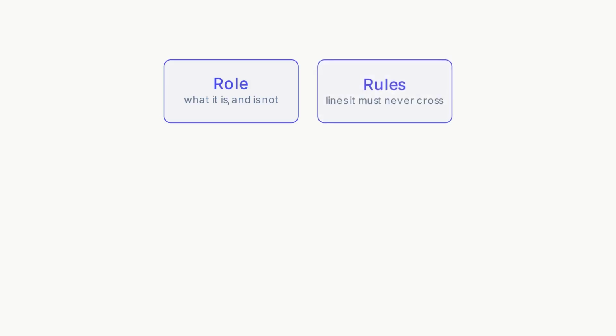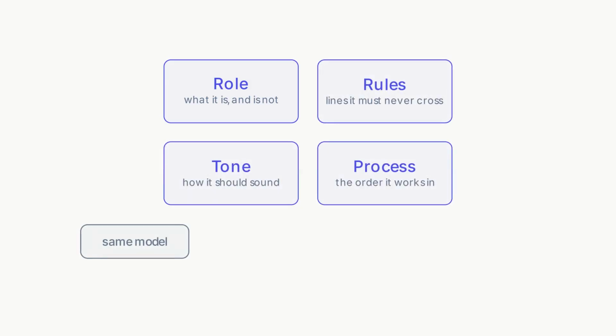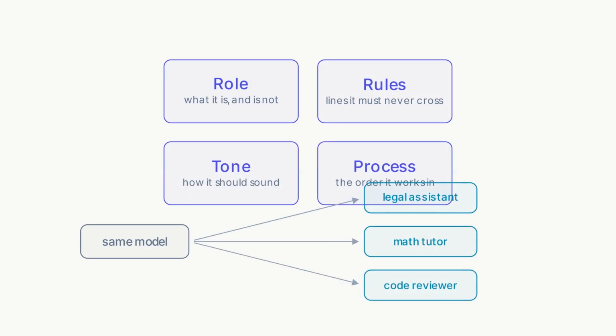These instructions define 4 things: the agent's role, what it is and what it is not, its rules, the hard lines it must never cross, its tone, how it should sound, and its process, the order in which it should work. The same underlying model becomes a careful legal assistant, a patient math tutor, or a blunt code reviewer, purely based on what this one document says.